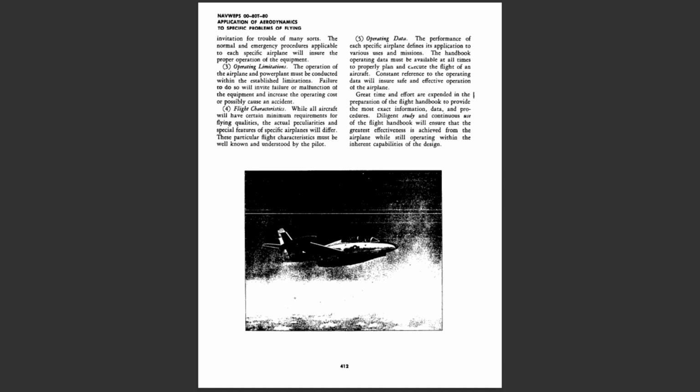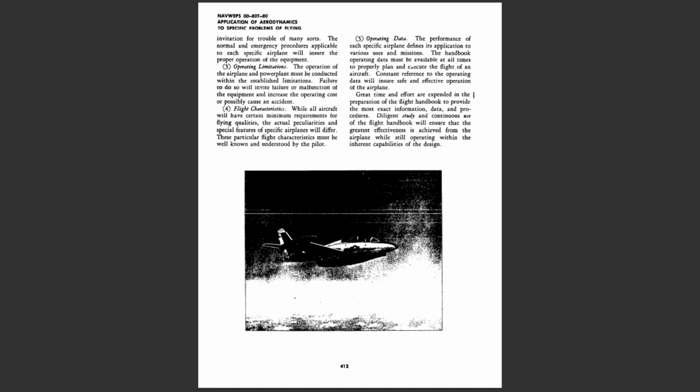3. Operating limitations. The operation of the airplane and power plant must be conducted within the established limitations. Failure to do so will invite failure or malfunction of the equipment and increase the operating cost, or possibly cause an accident. 4. Flight characteristics. While all aircraft will have certain minimum requirements for flying qualities, the actual peculiarities and special features of specific airplanes will differ. These particular flight characteristics must be well known and understood by the pilot.